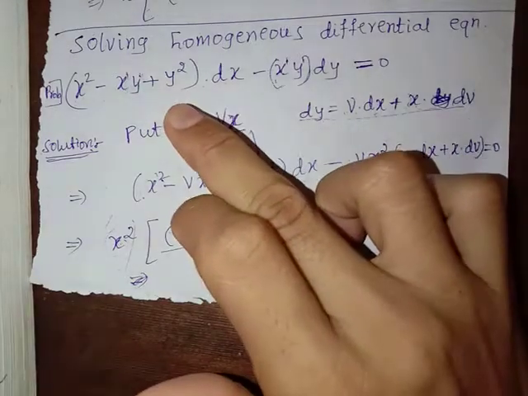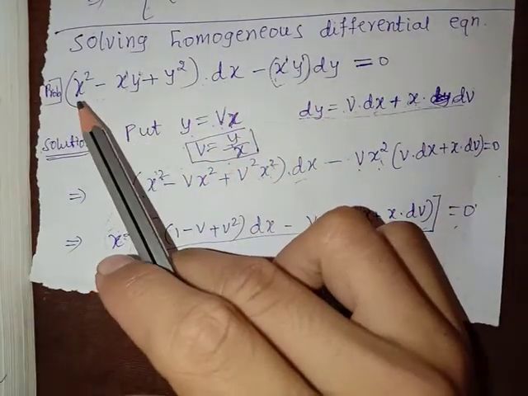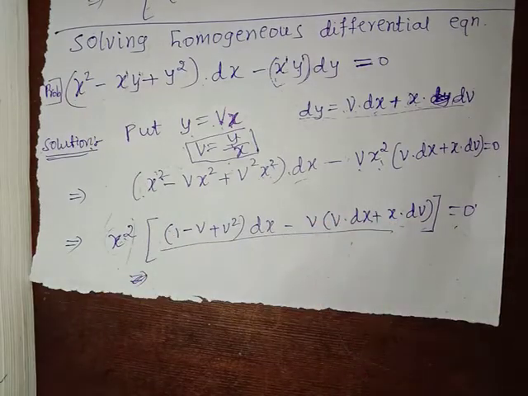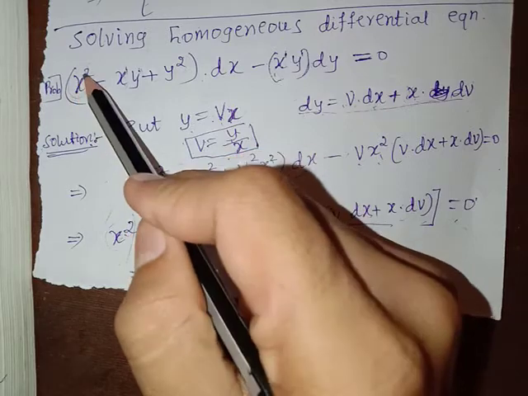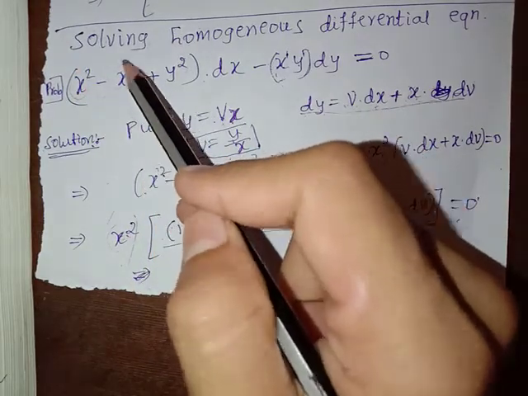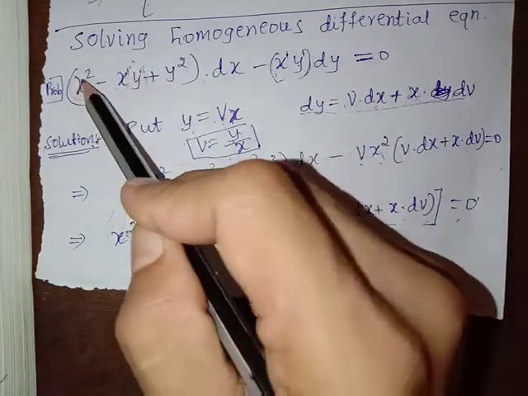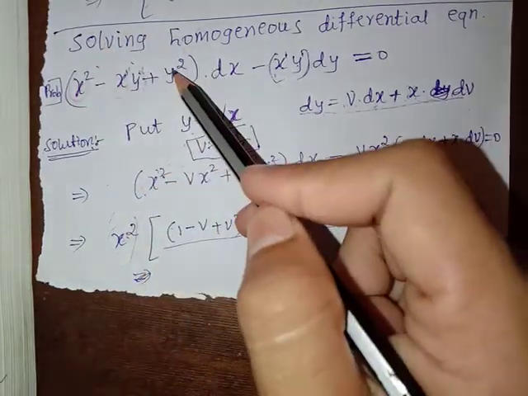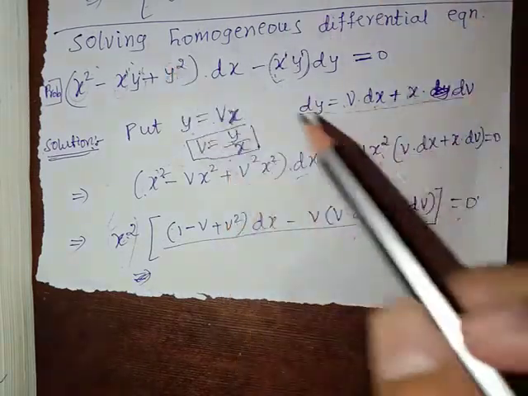This is a homogeneous differential equation. How to say an equation is a homogeneous differential equation? For example, this is x square, x raised to 2, and this is minus xy. Here x raised to 1 and y raised to 1. Totally the degree of this one is 2. The degree of this one is 2. y square, here also the degree of this term is 2.